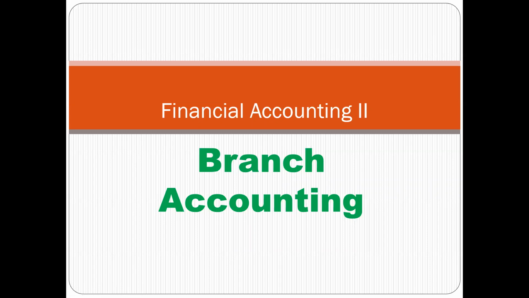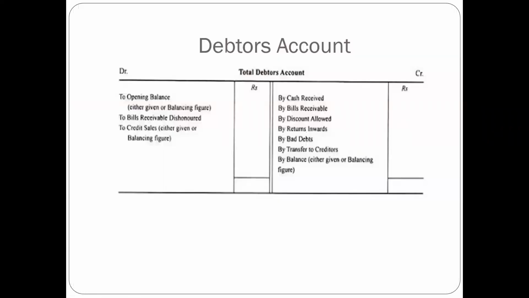Today's topic is branch accounting. So last class we solved the first three problems. This problem requires you to know the debtors account. Now you know why we prepared the debtors account. If not, I'll just tell you. Debtors is nothing but the goods sold on credit to our customers.